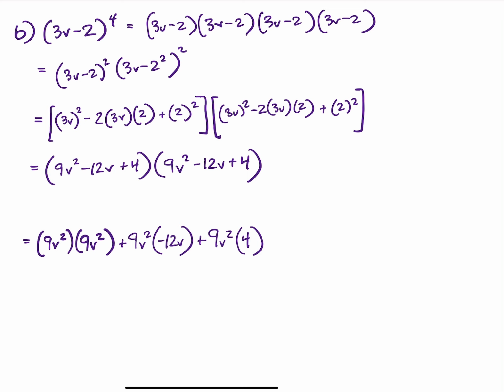Now let's take our second term, the minus 12v, and do the same. Put it through to each term. So I can say plus negative 12v times 9v squared. I'm writing a plus here. I could write this as a minus, but I tend to just be careful with parentheses. Plus negative 12v times the second term, so times negative 12v. I'm going to keep writing down here, plus now negative 12v times 4.